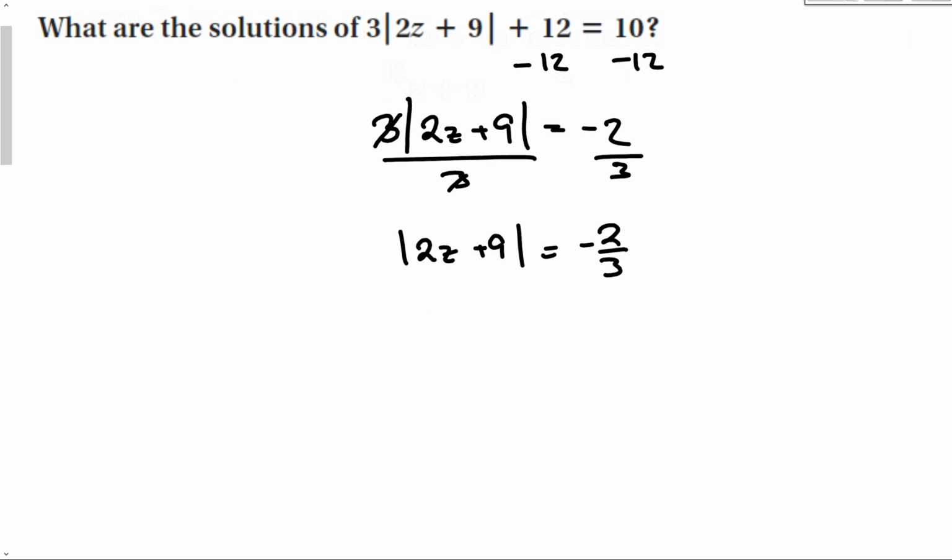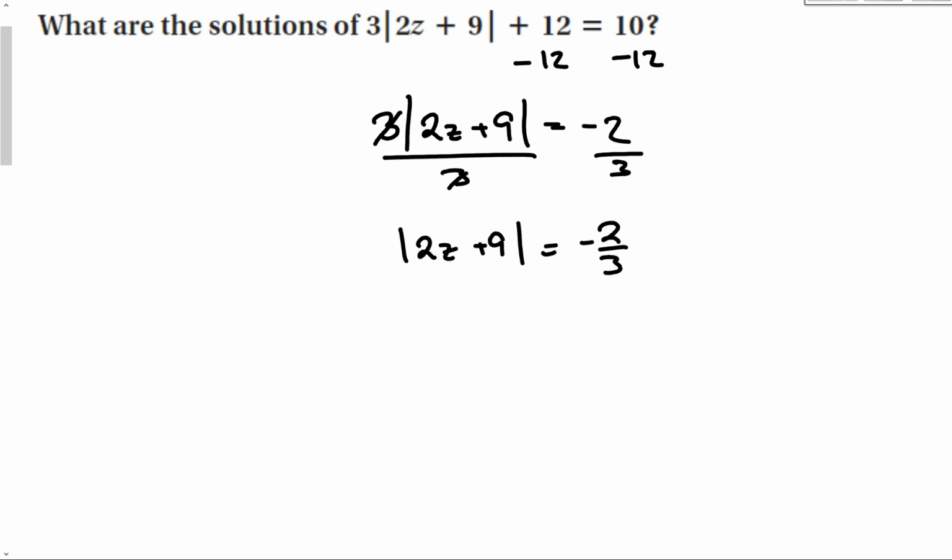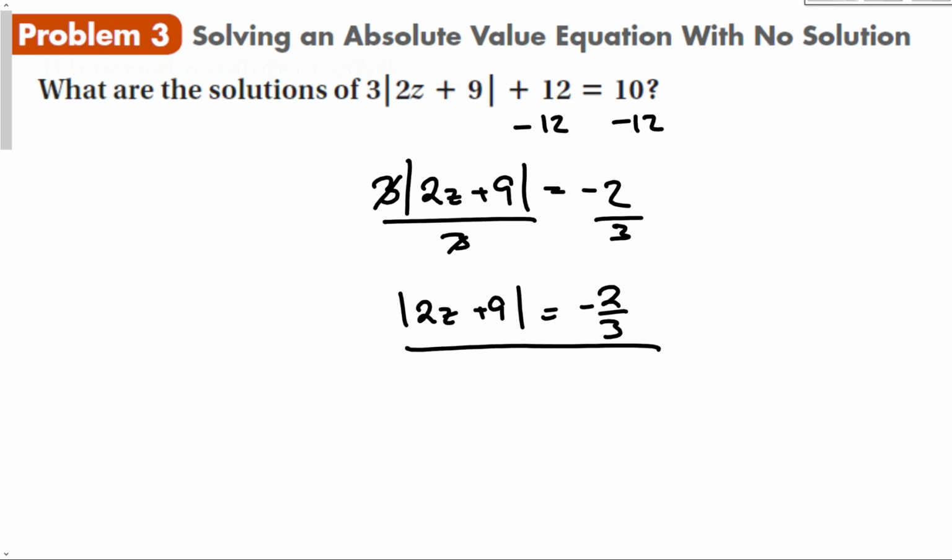Now, some people, when solving this, will say, okay, this is an absolute value equation, so it's going to be 2z plus 9 is equal to -2/3, and 2z plus 9 is equal to 2/3. If you go too fast and you don't think about it, you can easily make that mistake. However, if we look at my expression, the absolute value is equal to a negative number, which is not possible. So this is no solution. Okay? No solution.